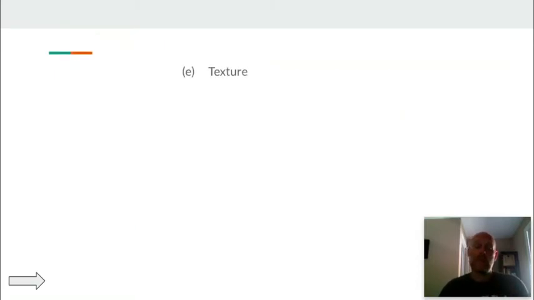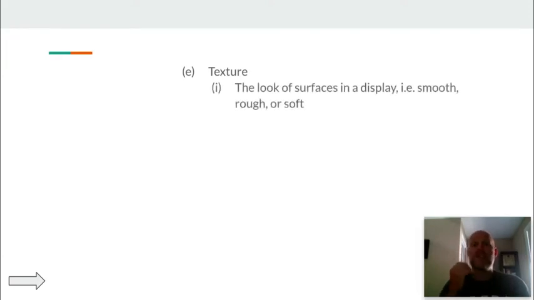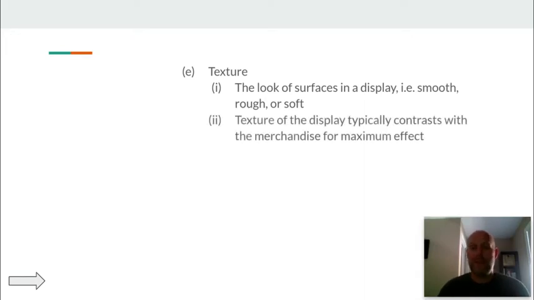Another thing that visual merchandisers use is texture. So texture is the look or feel of surfaces in the display. You can have it being smooth and shiny, or very rough, or soft. So texture is a very important artistic element. The texture of the display typically contrasts with the merchandise for maximum effect.